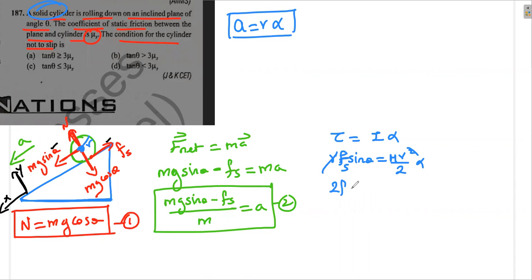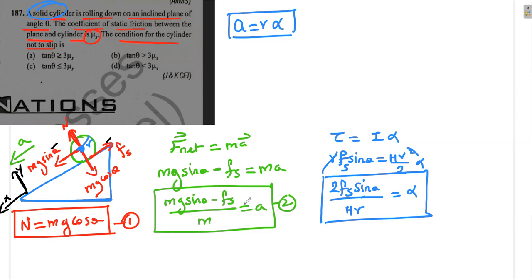So cross multiply: 2 times Fs sine theta by m into r is equal to alpha. Is it okay? So we have got alpha, and we have got A. I can substitute here. That will give me the relationship between them, from which I can find F. So let's substitute: A is equal to R alpha. A is (mg sine theta minus Fs) by m, which is equal to R into 2 Fs sine theta by mr. So R cancels. And again remember, here the angle between R and F is 90.